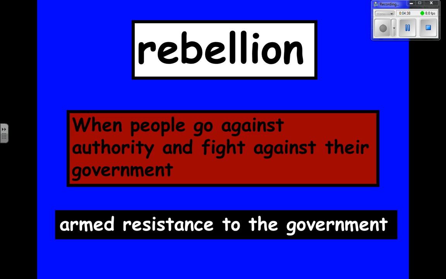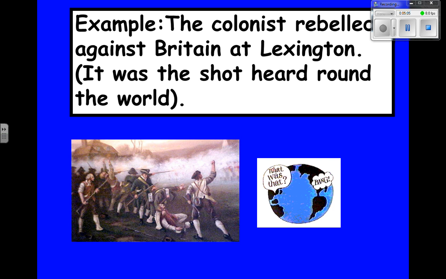Rebellion. When people go against authority and fight against their government. Armed resistance to the government. And you know what? We see a lot of examples around the world right now, presently, of rebellion. What we are going to study is you are going to see a growing resistance against England by people living in the colonies. Okay? Colonies rebel against Britain. We will eventually have armed conflict at a place called Lexington, and that was referred to always as the shot heard around the world. Hey, Schoolhouse Rock!